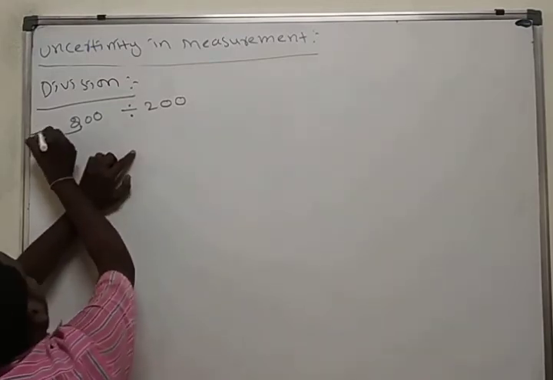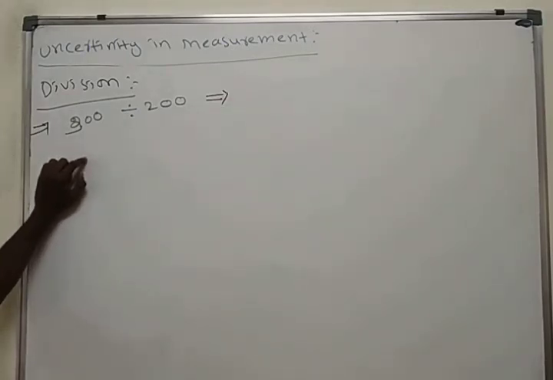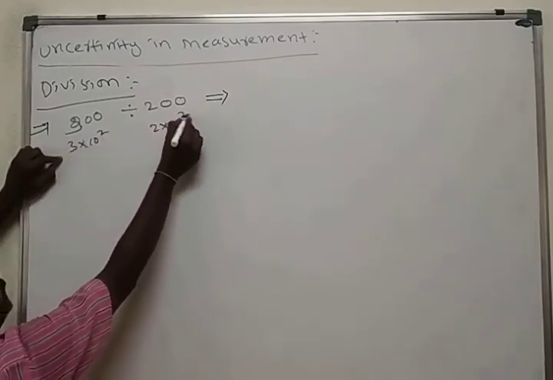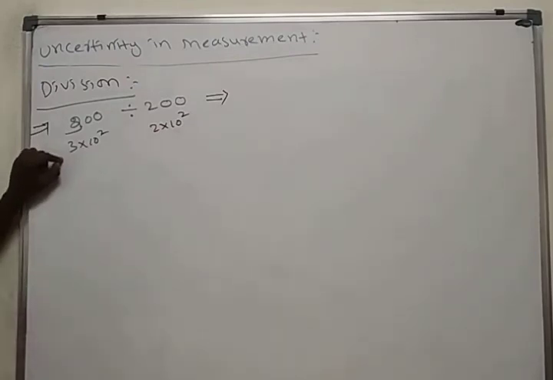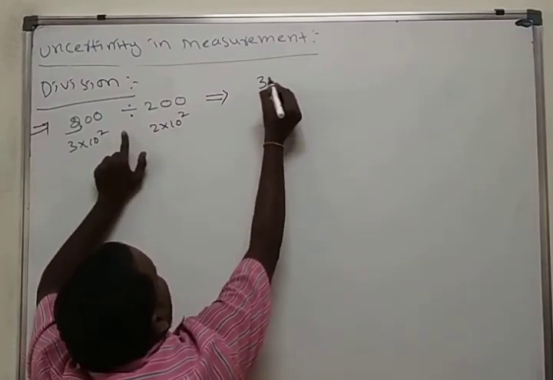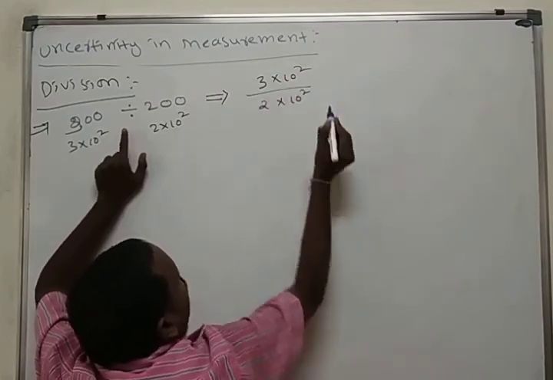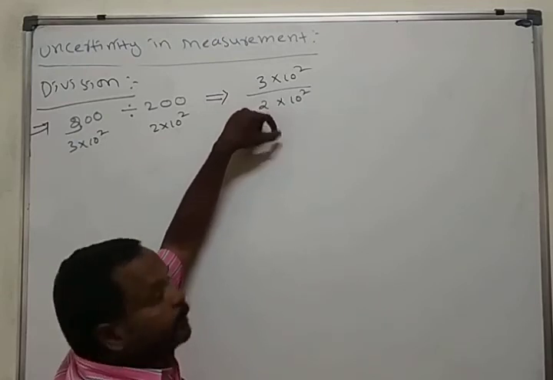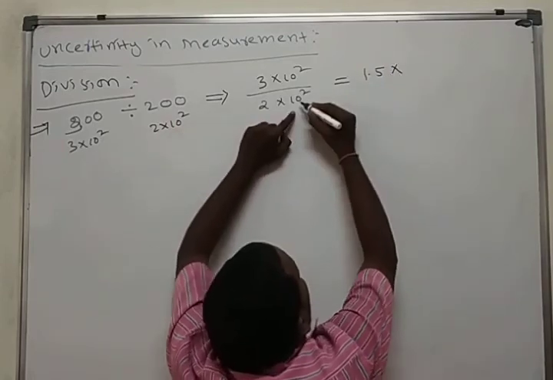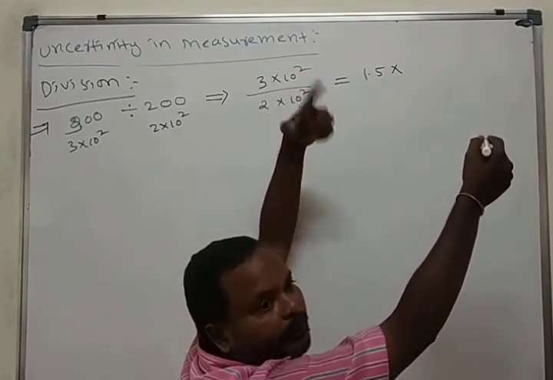Here, first write both in scientific notation form: 3 into 10 to the power of 2, and here 2 into 10 to the power of 2. Division means 3 into 10 to the power of 2 by 2 into 10 to the power of 2. 3 by 2, what is the value of 3 by 2? 1.5 into. Here the 10 to the power of 2 comes upside.